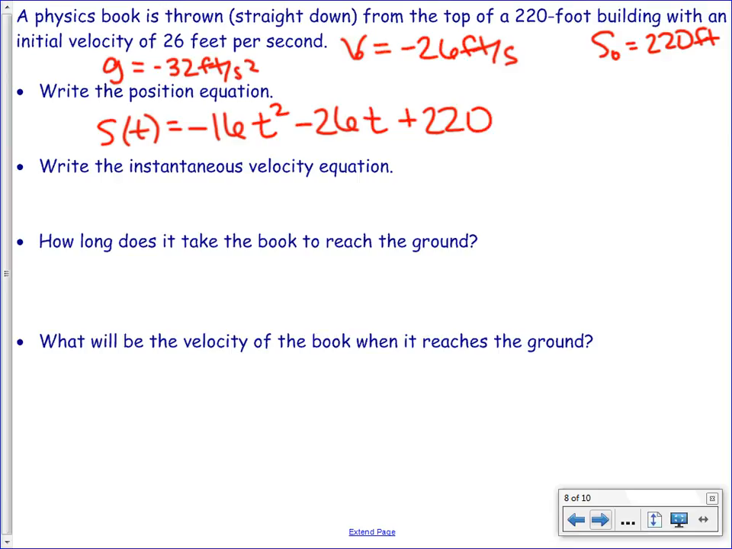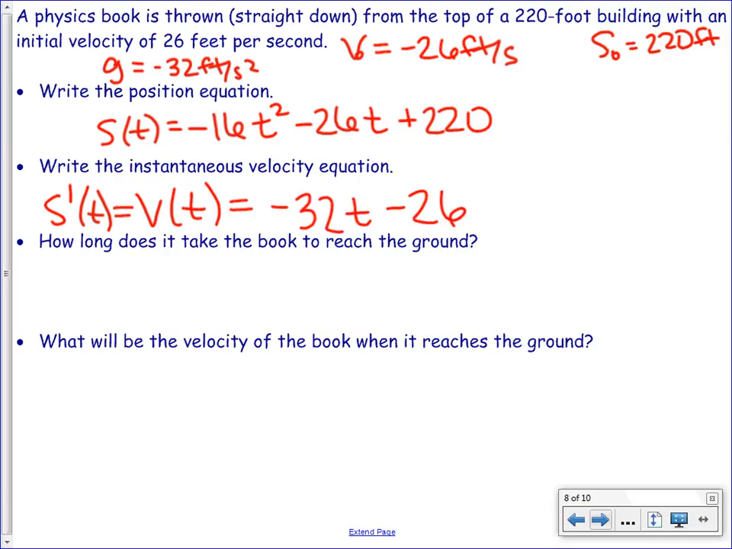Let's write the velocity equation. How do we find the velocity equation? Take the derivative of position. What's the derivative of negative 16t squared? And then minus 26. Okay, we're going to use these two equations to help us. How long does it take the book to reach the ground? What are we looking for there? Time. When position is 0. So I need to use the position equation and set it equal to 0.